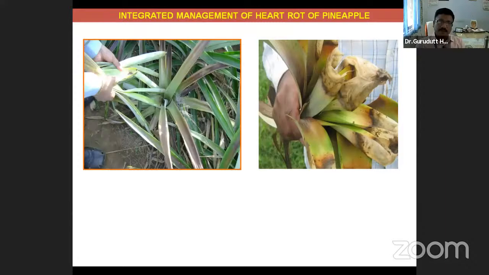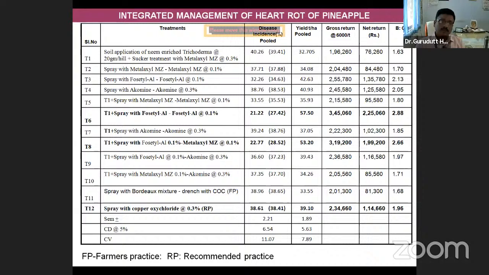There also we have used soil application of neem-enriched Trichoderma, followed by other sprays. This soil application of neem-enriched Trichoderma was common to all the treatments, so that the soil-borne disease will be suppressed in the beginning itself. The further cultural practices will again enhance the disease. That we have to take care of with other chemical fungicides.